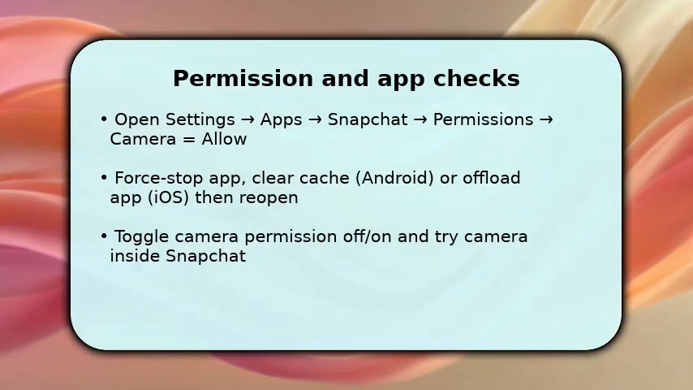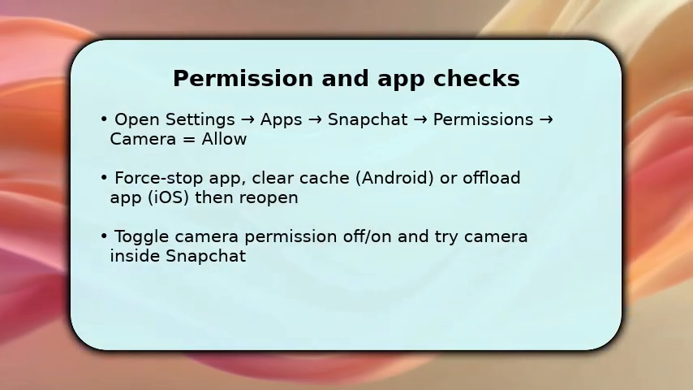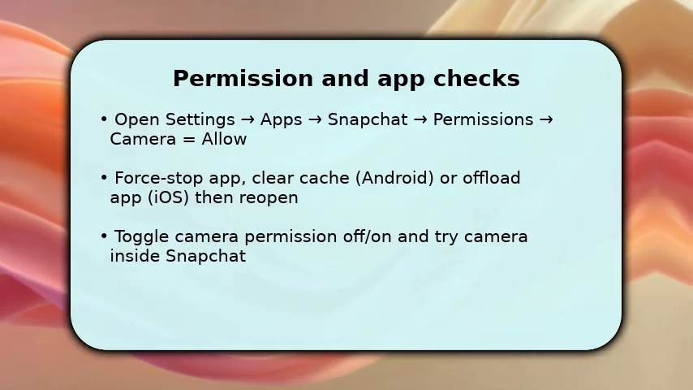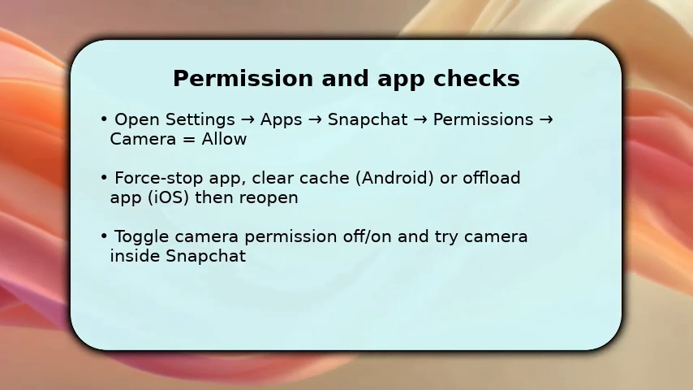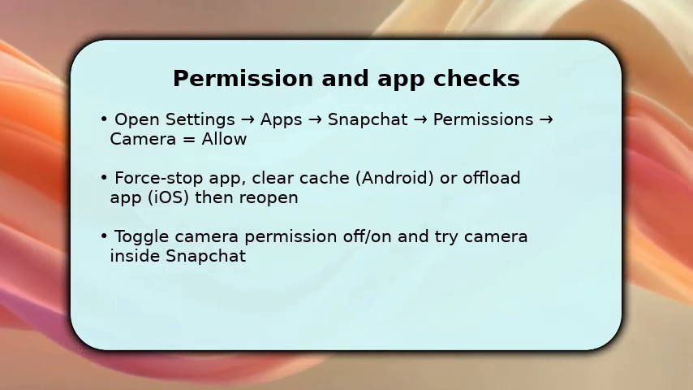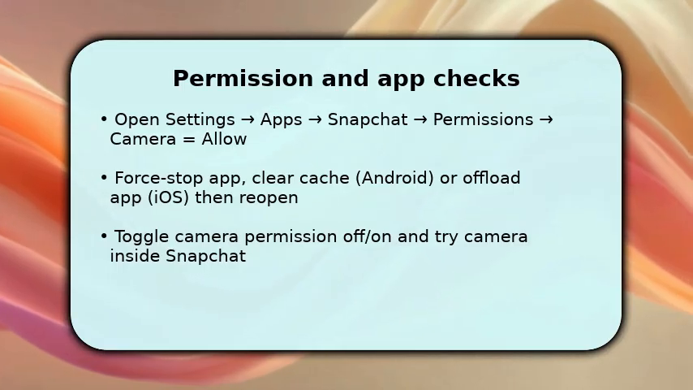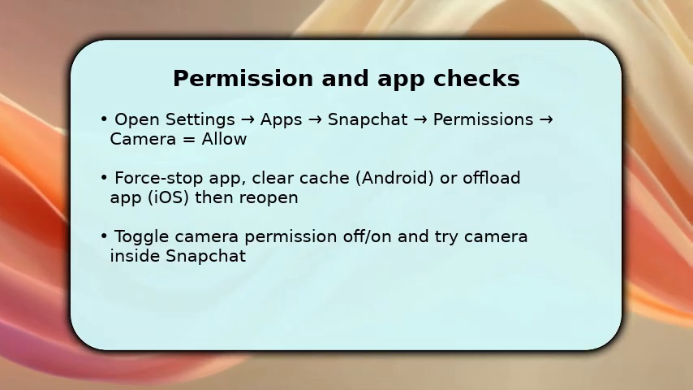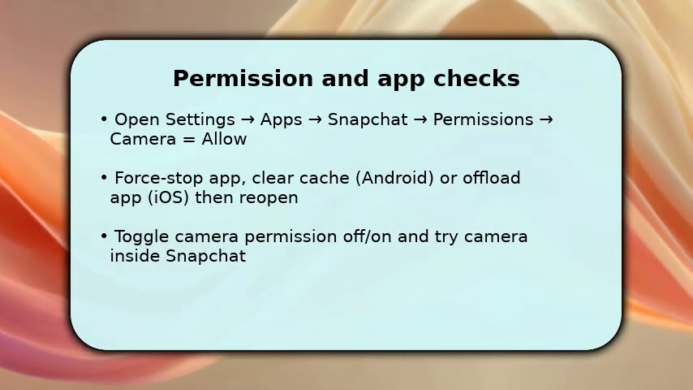Go to Settings, find Apps, select Snapchat, and grant camera permission. This is the core fix. If permissions already show Allow, Force Stop and Clear Cache on Android, or Offload and Reinstall on iOS to remove corrupted data. Once done, relaunch Snapchat and toggle the camera permission off then on to reset the app's access token.